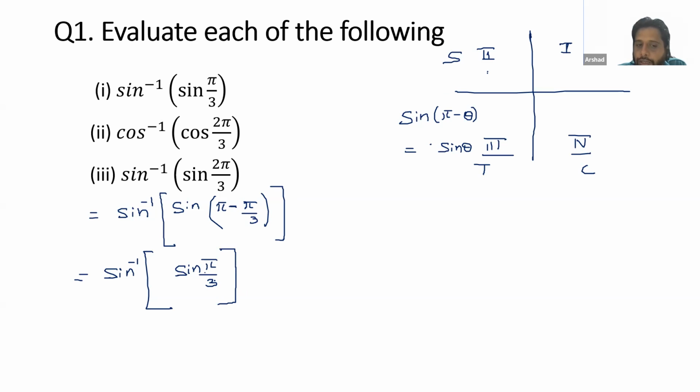Now this pi by 3 lies in the principal value branch, so now we can write this equal to pi by 3. In this way, you need to change the angle so that the final angle lies in the principal value branch. So I hope this is clear to everyone. Please note down this, raise your hands. Once it is done, then I will give you the next question.